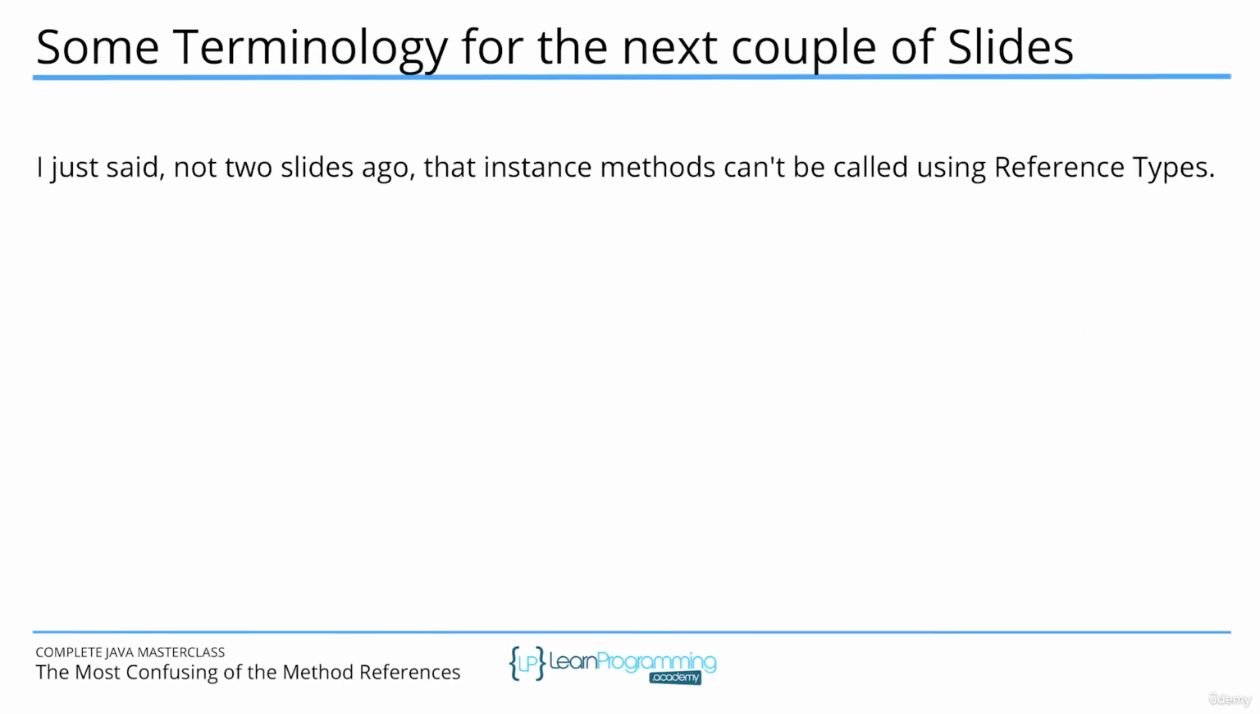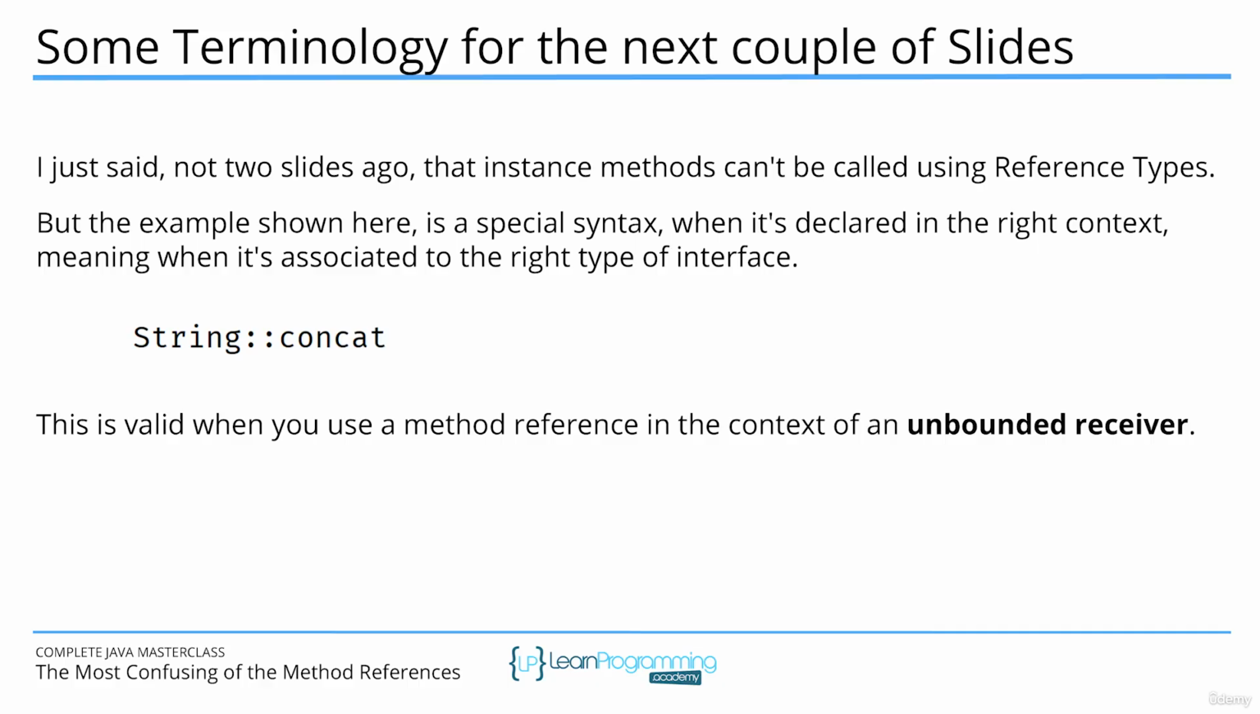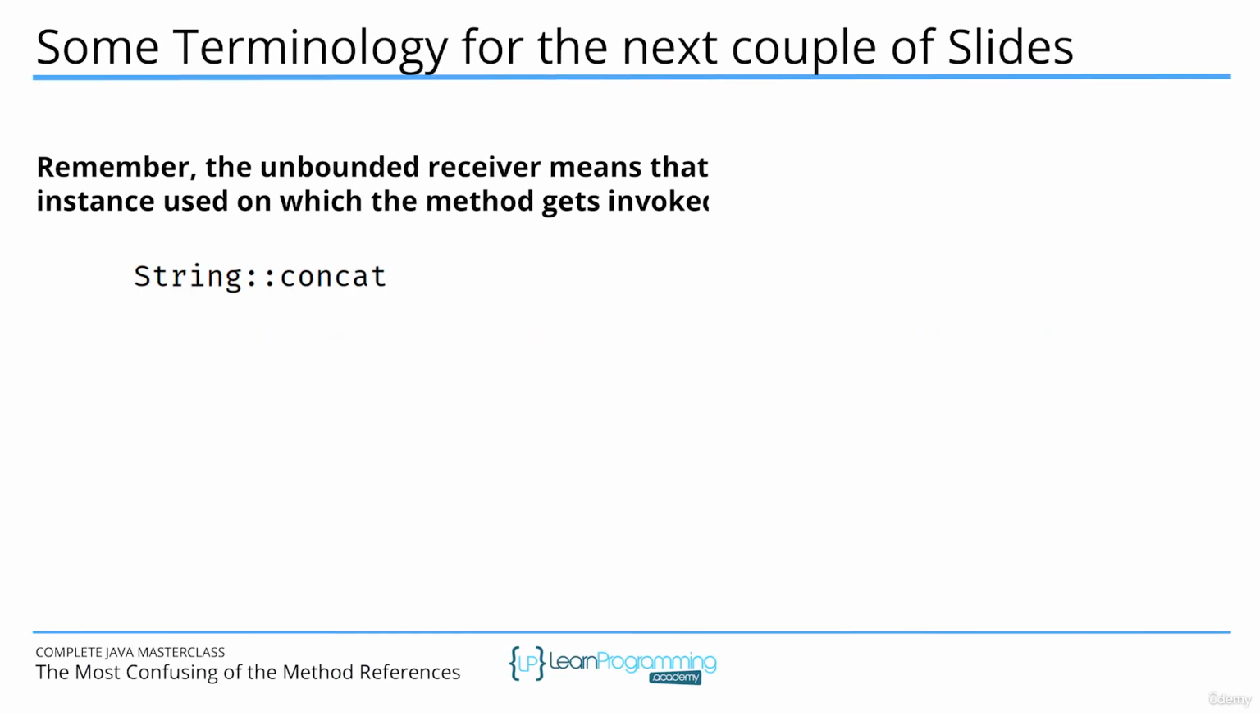I just said not 2 slides ago that instance methods can't be called using reference types, but the example shown here is a special syntax when it's declared in the right context, meaning when it's associated to the right type of interface. This is valid when you use a method reference in the context of an unbounded receiver. Remember, the unbounded receiver means that the first argument becomes the instance on which the method gets invoked.